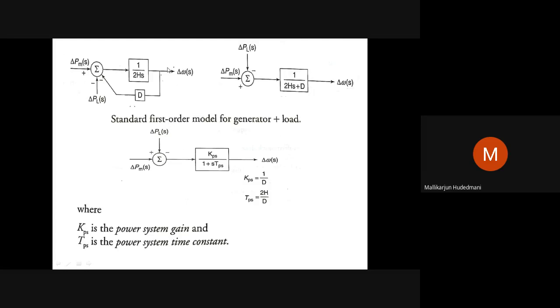Like in your control system, shifting the summation block forward, shifting the summation block backward, making the two blocks parallel for the reduction, and making the feedback path into the forward function. This control system concept you might be remembering. This is put into the forward block function. You can see here, this has become 1 by 2HS plus D.